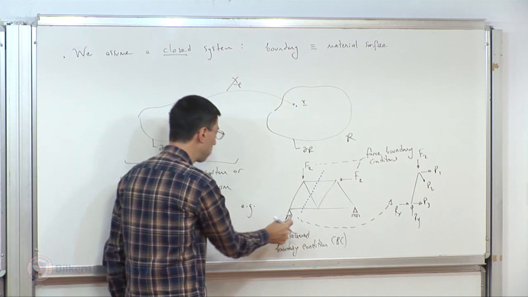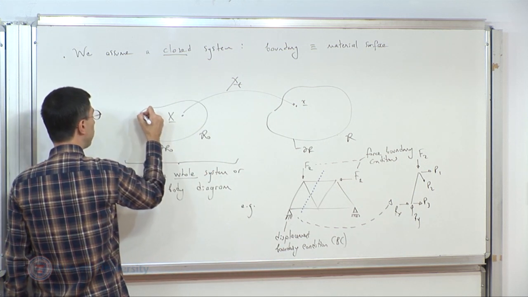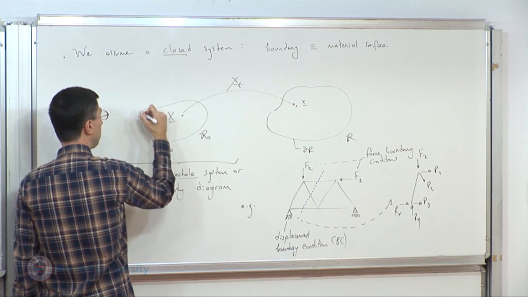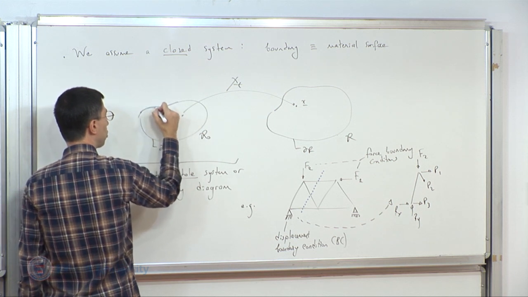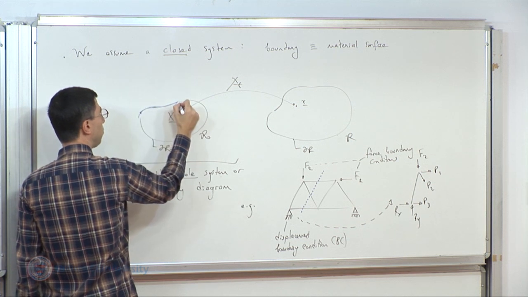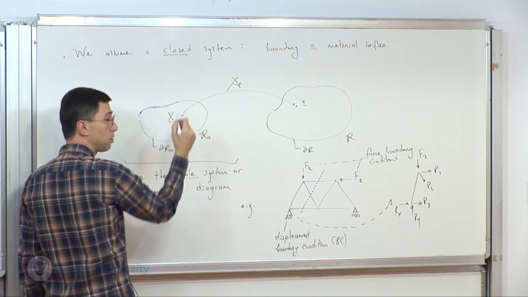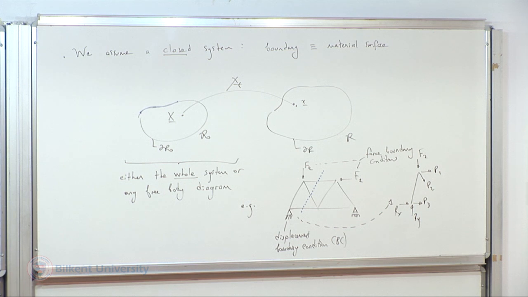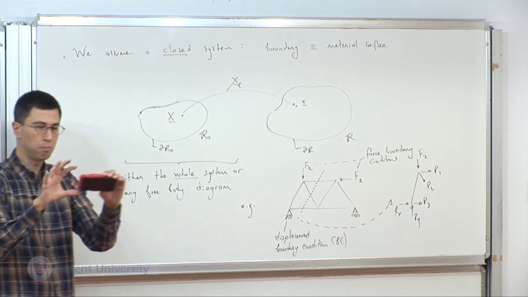In other words, if there's a displacement boundary condition in a certain portion of the boundary, then the value of displacement here doesn't have to be the same as there, and this displacement could change with time. So what does that mean? Here's a displacement boundary condition.